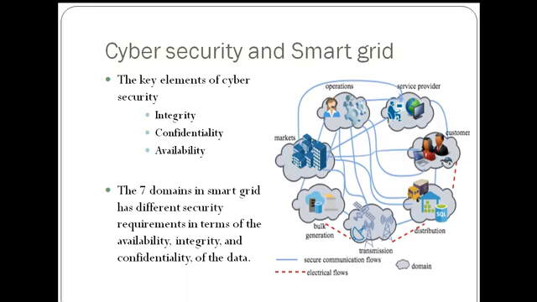Then integrity: it prevents tampering of critical data in sensors, control commands, software and electronic devices that could disrupt data exchange and decision making.